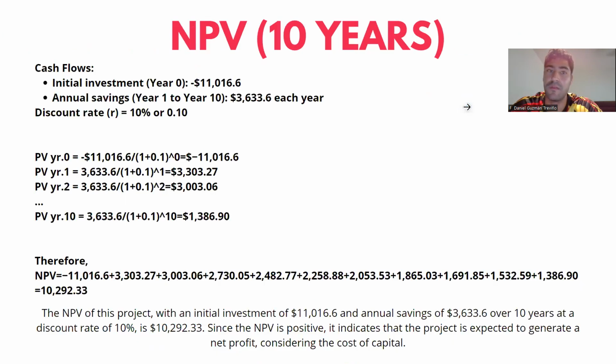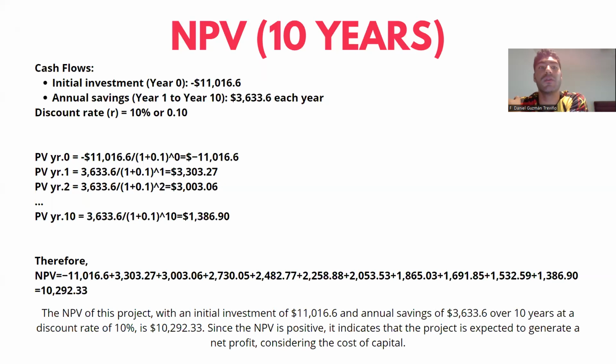So the NPV, the net present value, for 10 years would be, well, the initial investment of 11,016 pesos of the Power Automate for a year and the initial investment. So each year it will come to an annual savings of 3,633.6 pesos. And there's a discount rate of 10%.